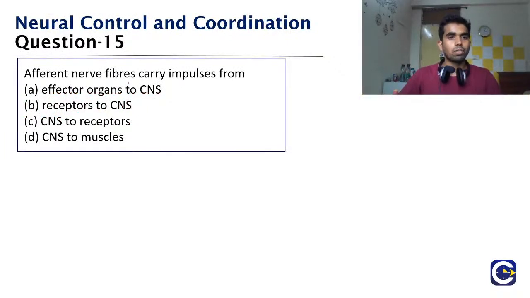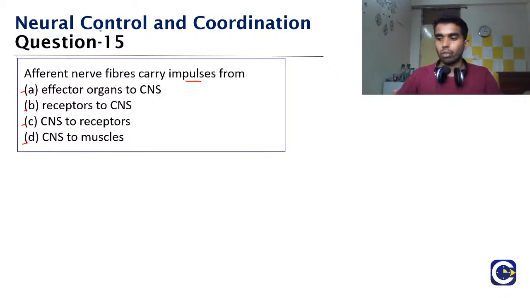Afferent nerve fibers can carry impulse from. Option A, efferent organ to CNS. Option B, receptors to CNS. Option C, CNS to the receptor. And option D, CNS to the muscles.